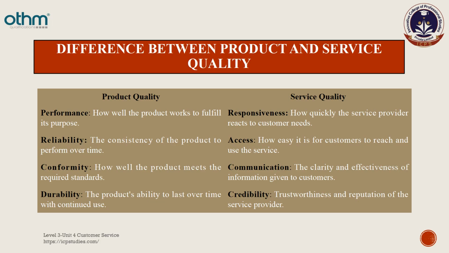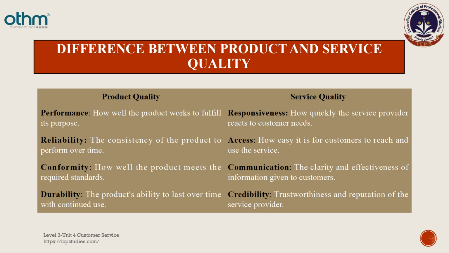Then we have reliability in product quality. Reliability explains the consistency of the product to perform over time. Then in service quality we have access. Access explains how easy it is for our customers to reach and use the different services provided by the specific company. Then we have conformity in product quality. It explains how well our product meets the required standard.